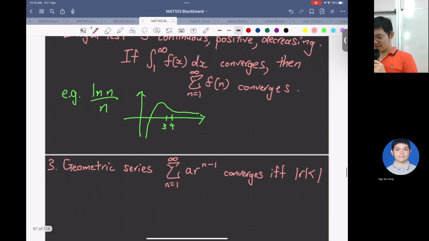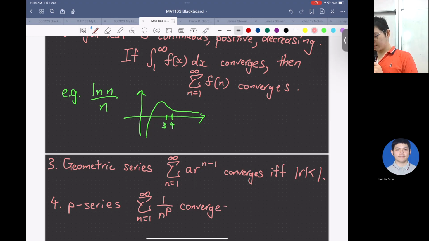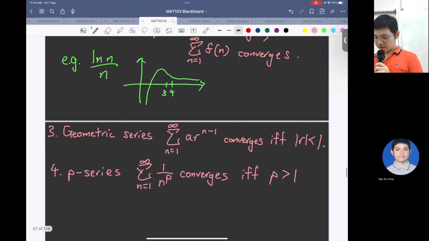Please check. For P series, what's a P series? It is the one taking n to the power of P, and it converges if and only if P is greater than 1. Okay, good. So these are specific ones. What else?